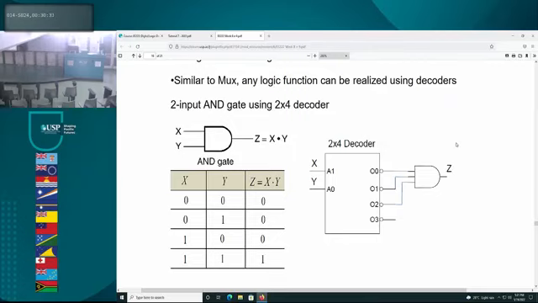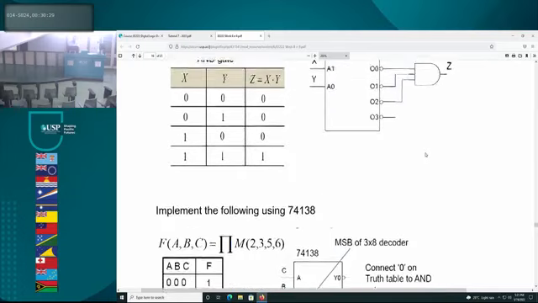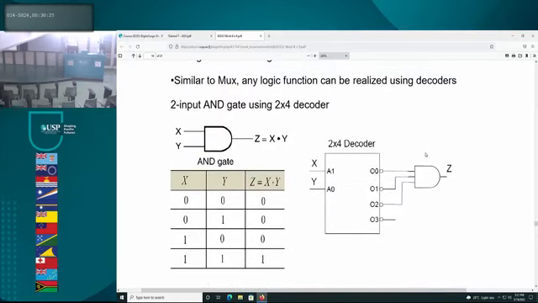All right? And sometimes, guys, for the purpose of the exam, we will say in this particular question, can you please use a decoder to implement the following? We will ask you the question in that particular manner. Implement the following circuit using decoders only. All right? Okay, let's have a look at the next particular application.